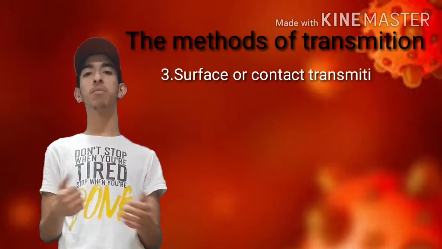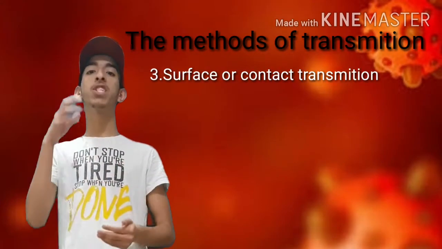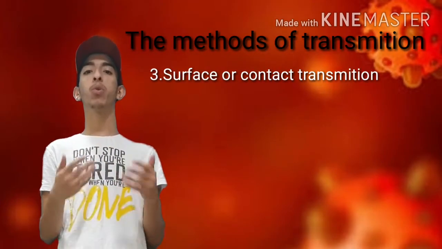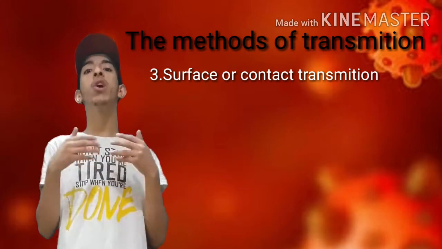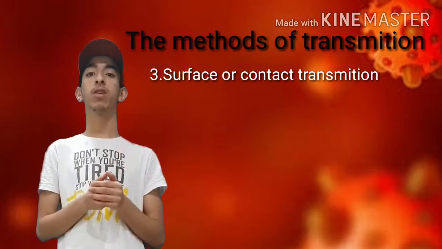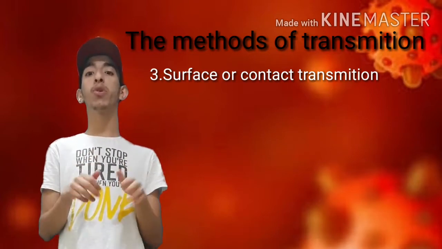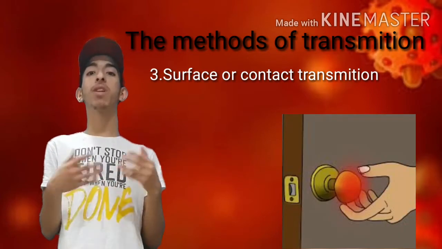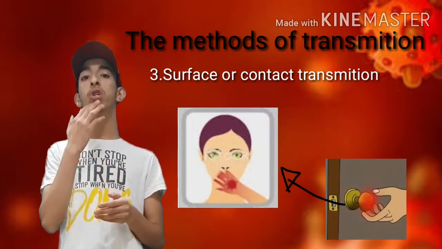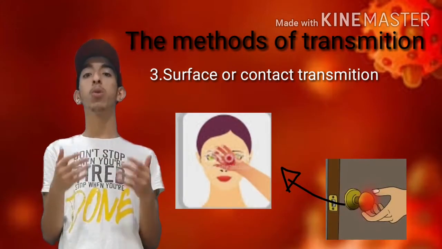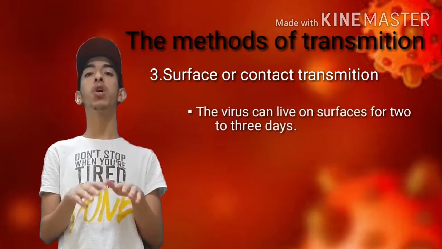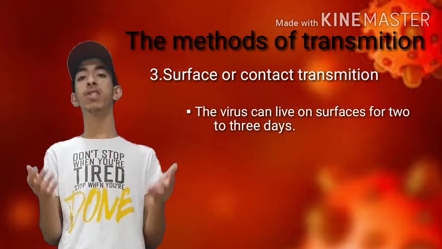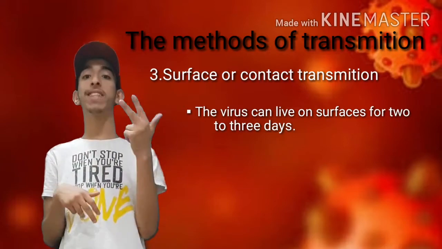Surface transmission is another way to catch the new coronavirus. It happens when you touch surfaces that another person infected with this virus coughed or sneezed on. You may touch a contaminated doorknob or countertop, then touch your mouth, your nose or your eyes, so you can easily get infected with this virus. And by the way, the virus can live on surfaces like plastic and steel for 2 to 3 days.